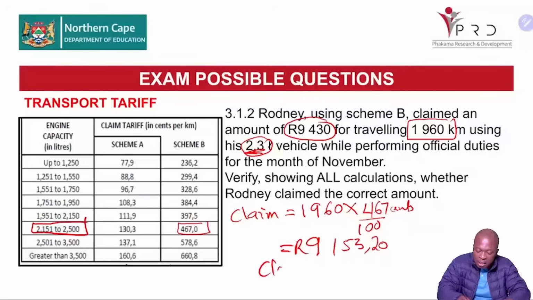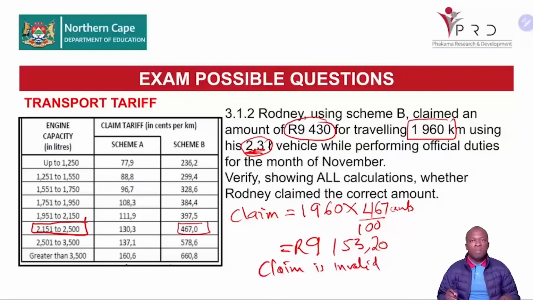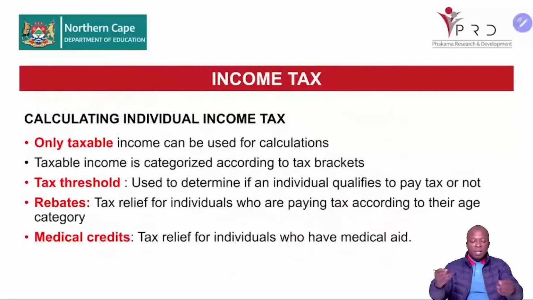You say the claim is invalid. He claimed more than he was supposed to claim. So this is how you work with what? Transport tariff. Let us move on with income tax.